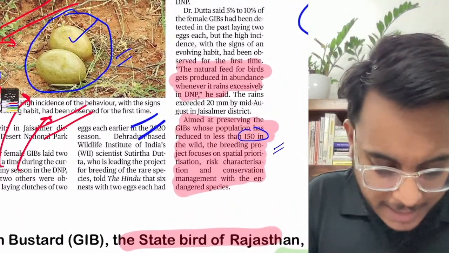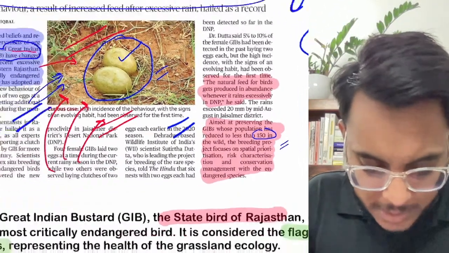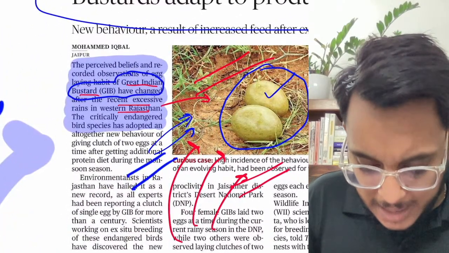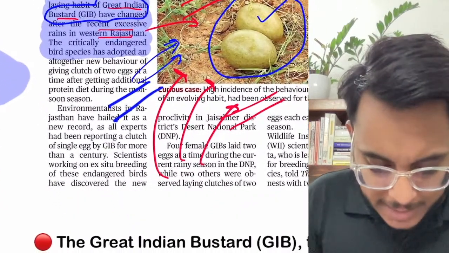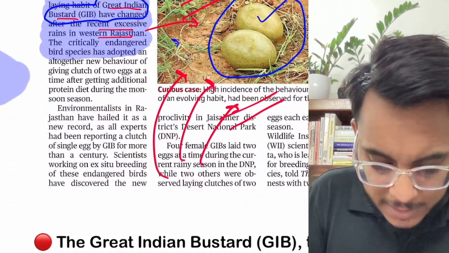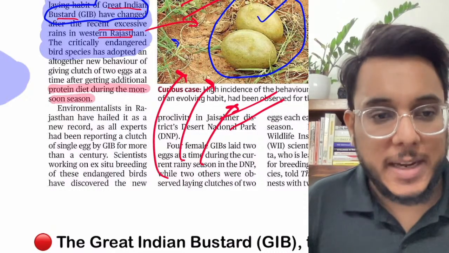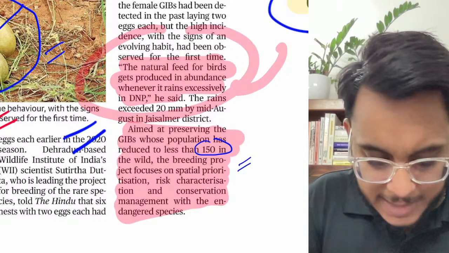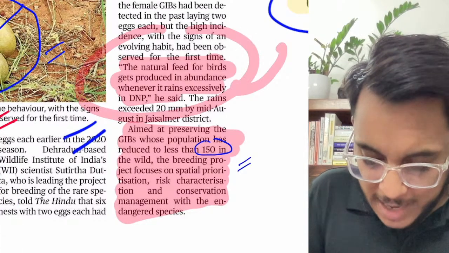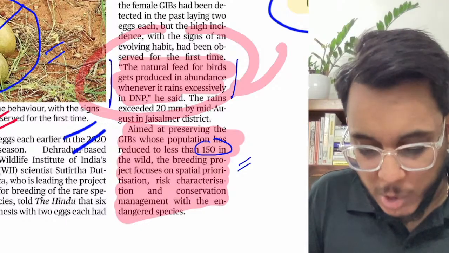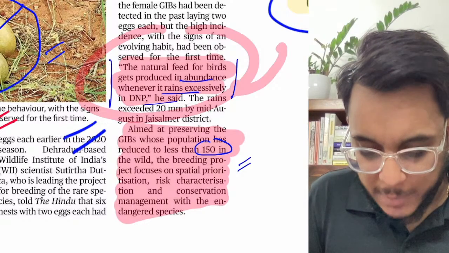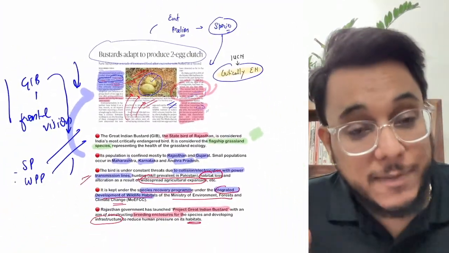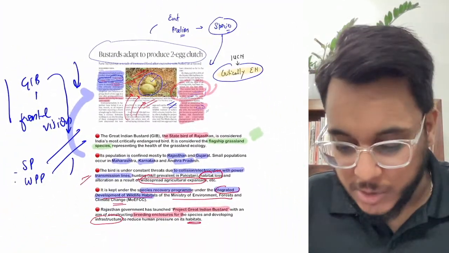I'll just tell you that this year there have been excessive, good rains in Rajasthan, and because of that, these birds are able to get a protein rich diet, and because of this natural protein rich diet, they are laying double eggs. Okay, the dual clutch eggs. So because of that, it has happened. So guys, it is another thing which might further help in their recovery. Okay, so this is the entire issue.